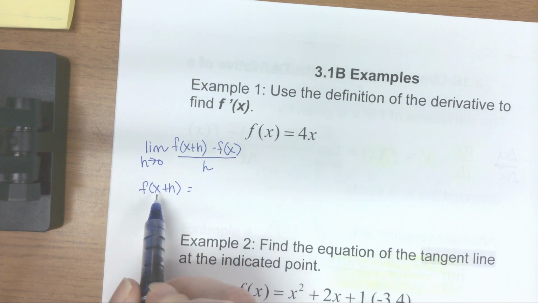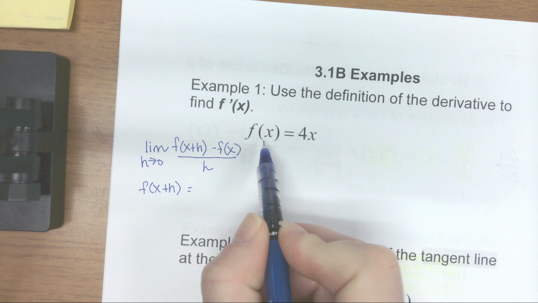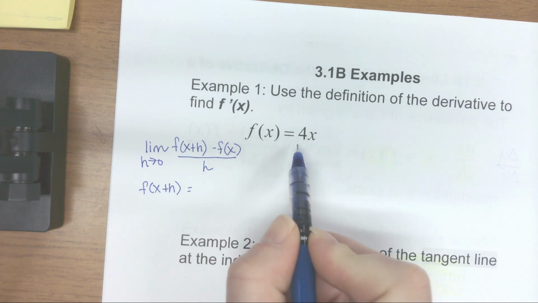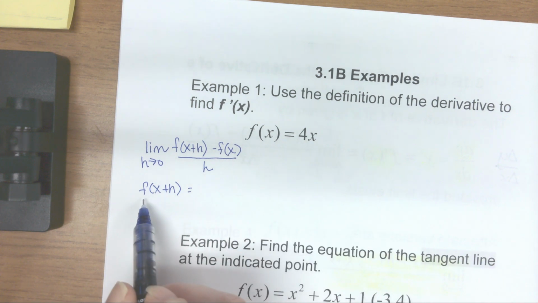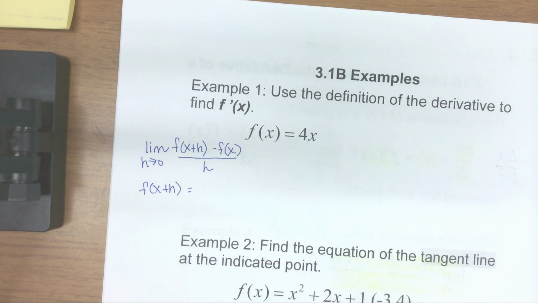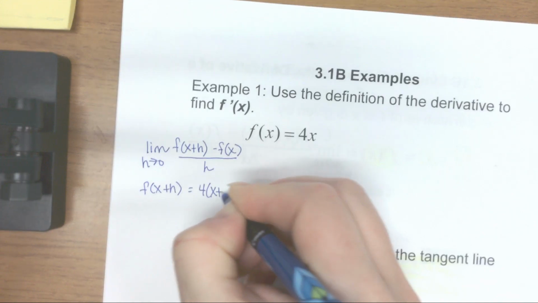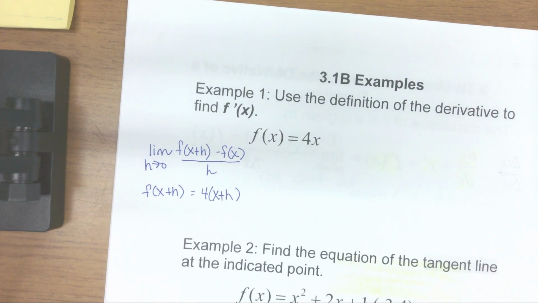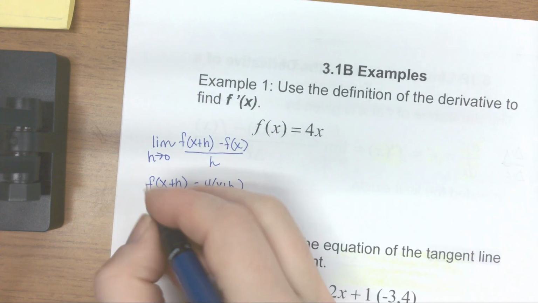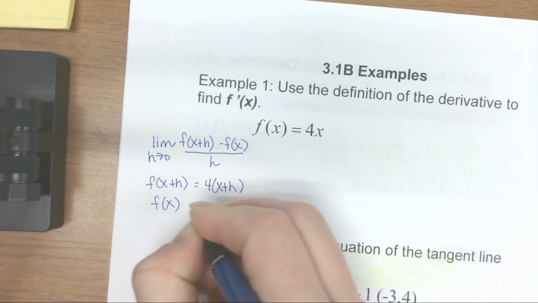So function notation means that if f of x is 4x, how would I write f of x plus h? That's what I'm asking. 4x plus h. 4 parentheses x plus h. Okay. And then f of x is just 4x. Agreed?